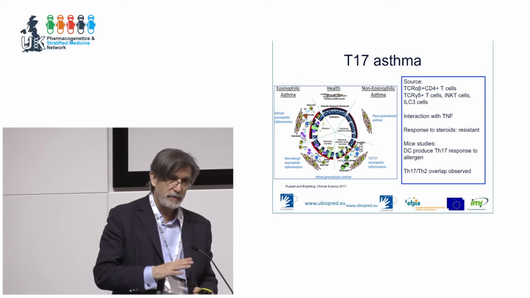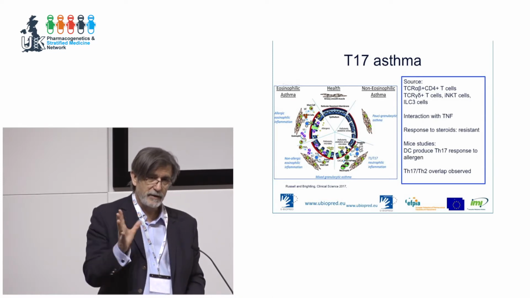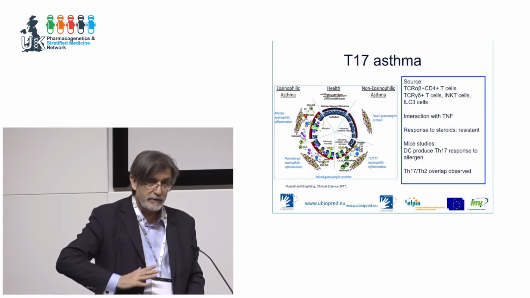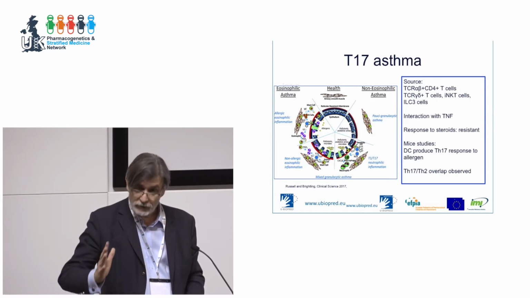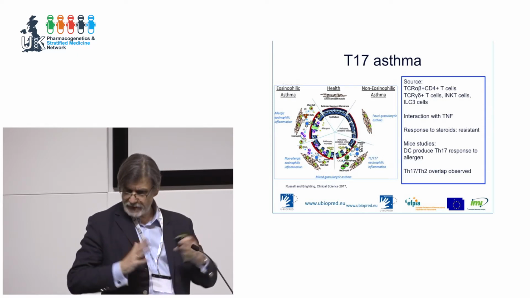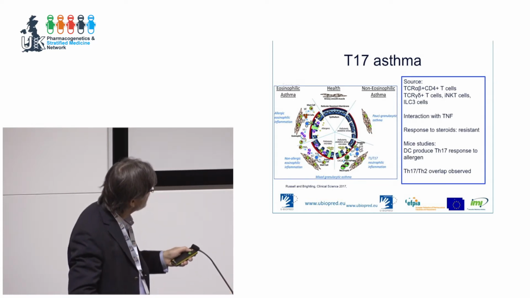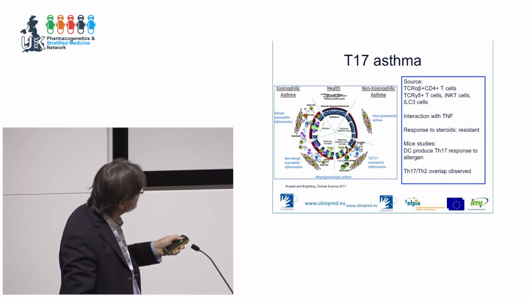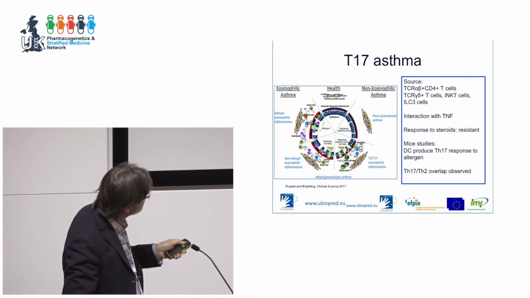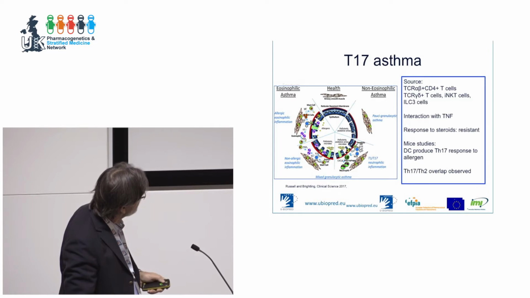It has been shown to be something that is correlated with severity in patients with COPD. But then we thought COPD and asthma are two different diseases. So who cares about interleukin-17? So just very briefly, interleukin-17 is derived mainly from T cells, gamma delta T cells, iNKT cells, and ILC T cells.